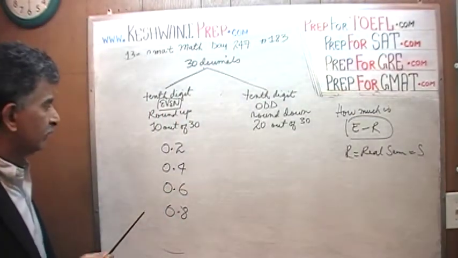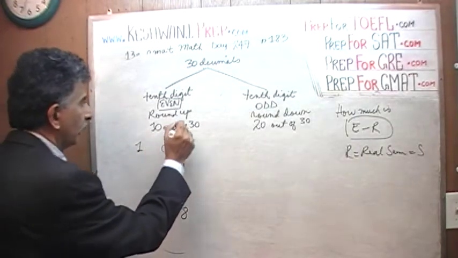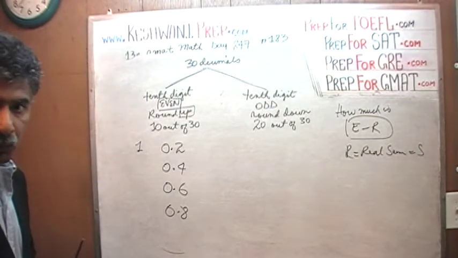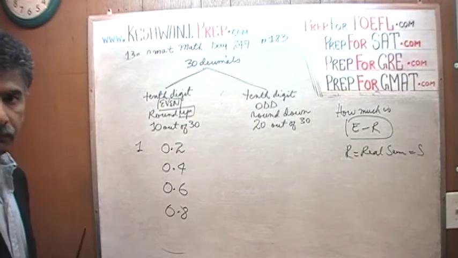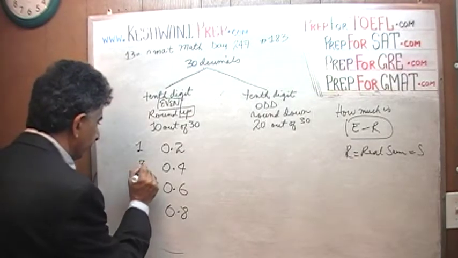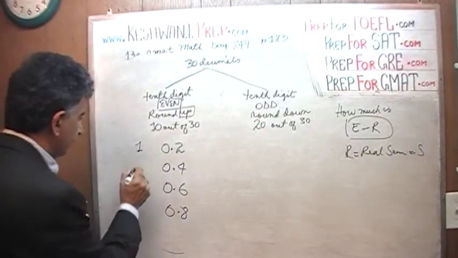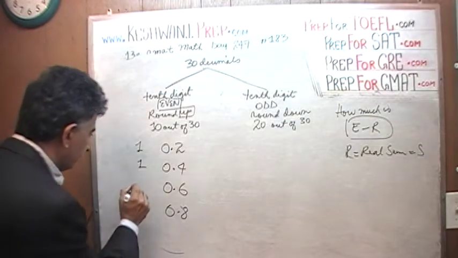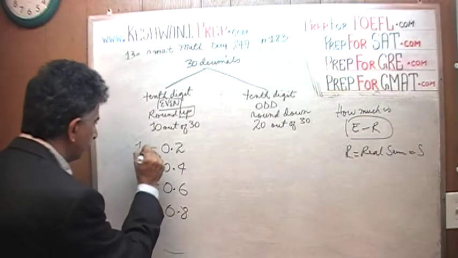Their estimated value would be 0.2 would be estimated as 1, because we are told to round up. If something ends in a 0.4, if it's 2.4, 2.4 will be rounded to 3, but not this guy. This guy, if it's just 0.4, will be rounded to 1. 0.6 again will be rounded to 1. 0.8 will be rounded to 1. So these are our differences.